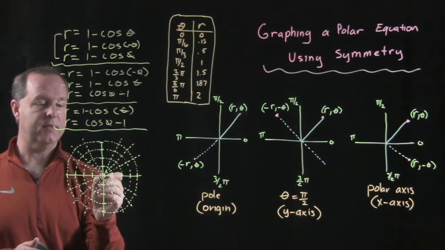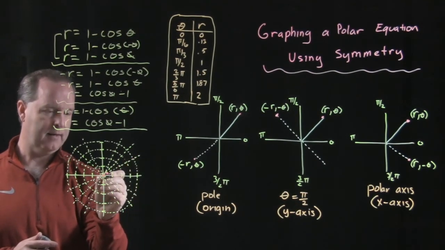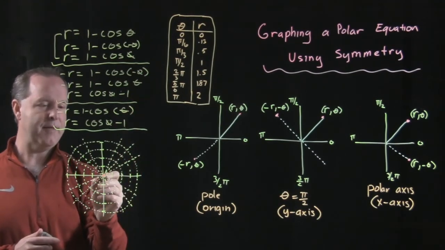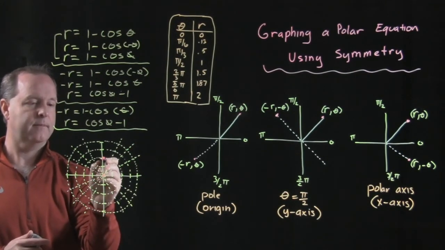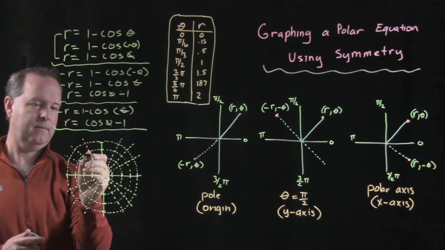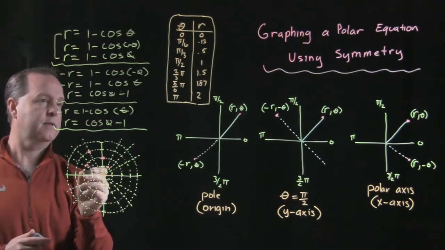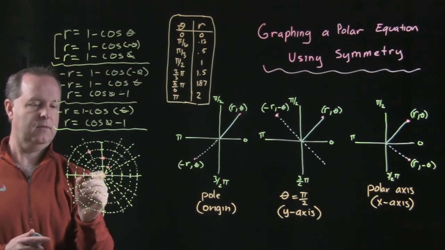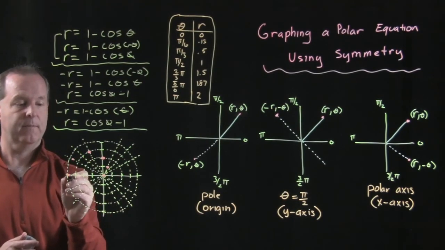So I know at an angle of 0, I have a distance of 0. At the pi sixths angle, I'm at 1.3. I have these at 0.5 increments. In the pi thirds direction, I'm at 0.5. In the pi halves direction, I'm at 1. In the 2/3 pi direction, I'm at 1.5. In the 5/6 pi direction, I'm at 1.87. And then in the pi direction, I'm at 2.